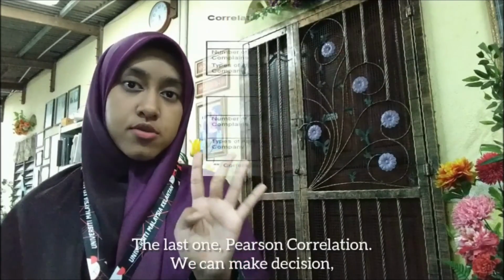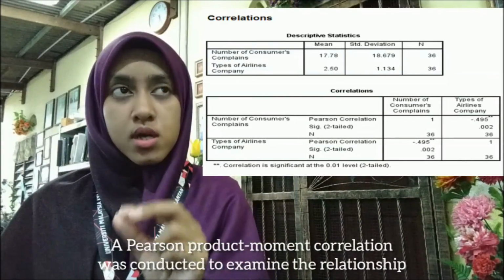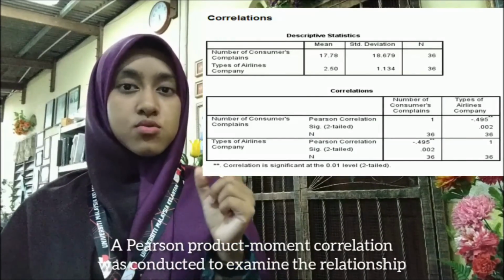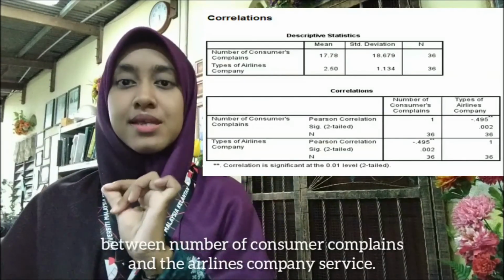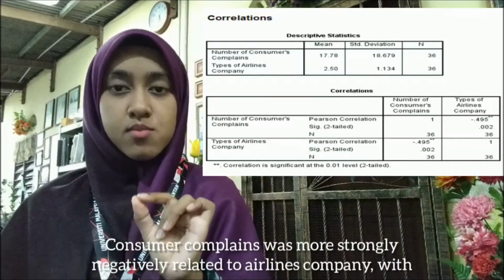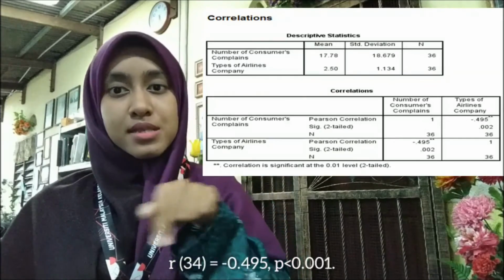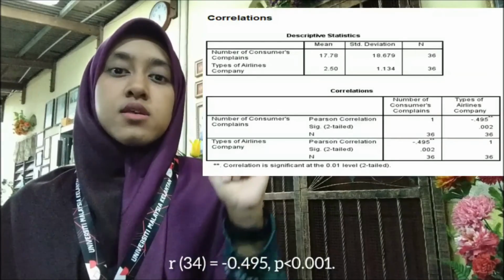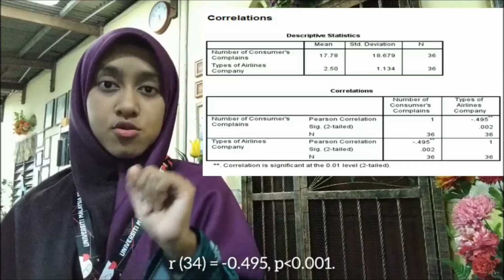The last one, Pearson correlation. We can make the decision: a Pearson product moment correlation was conducted to examine the relationship between the number of consumer complaints and the airline company service. Consumer complaints were strongly negatively related to airline company, with r(33) equal to negative 0.45495, with P less than 0.001.